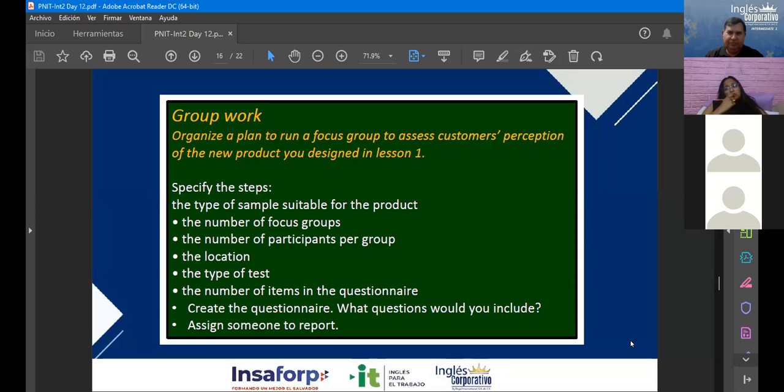Seven persons around. Three groups of seven. Seven participants per group? Yes, per group. Three groups of seven. I say three, but if we need two. Seven per group. The number you say about the location.